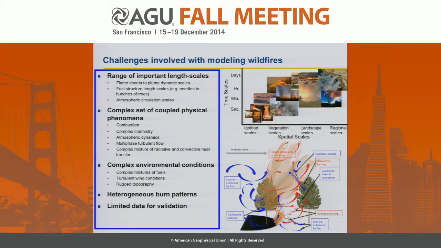In modeling these things, you've got to provide some kind of boundary and initial conditions, both for the fuel and for the atmosphere. This is a really hard problem also, because if you want to match it to experiments, you've got to get the details.